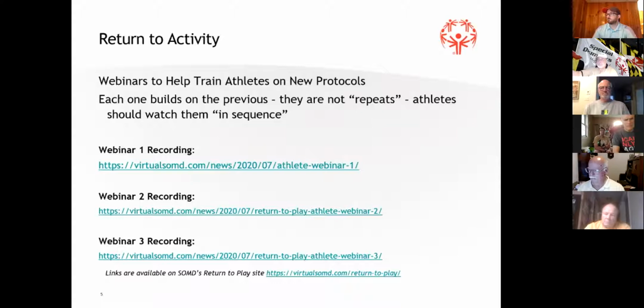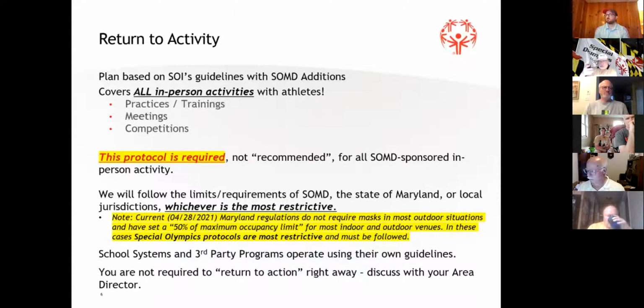So anyway, there are 3 recordings that were made earlier in the year. They build on each other. They're not repeats of each other. And the links are here in the guide. We recommend that you have your athletes watch them. Jeff Abel, our Vice President of Local Program Development, is the lead on this return to activity effort. He is looking to have some additional standalone sessions for athletes in the next several weeks to review things. I don't have the dates on those yet. So again, there's going to be some redundancy. The redundancy is good because that means it's important.